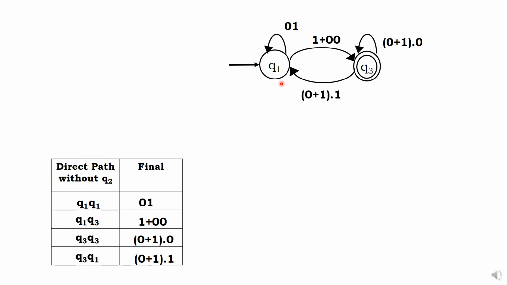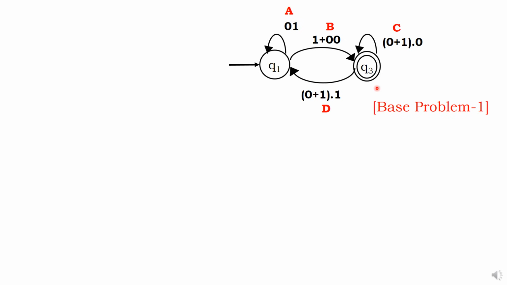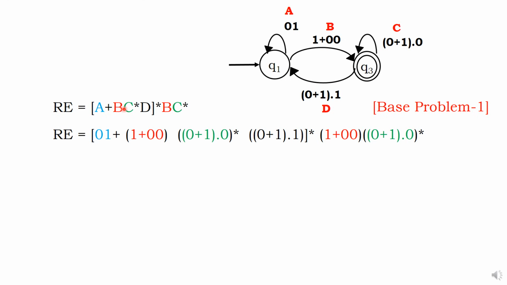You may be very happy seeing this diagram. This resembles base problem 1. Now, recall your base problem 1 formula: A plus B C star D, the whole star. Remember? Yes, A, B, C, D. A plus B C star D, the whole star. Just for color difference, I made B C star. In the place of A, put 0, 1. In the place of B, put 1 plus 0, 0. In the place of C and D, put the corresponding terms. That's all. Don't simplify. This is your final answer.